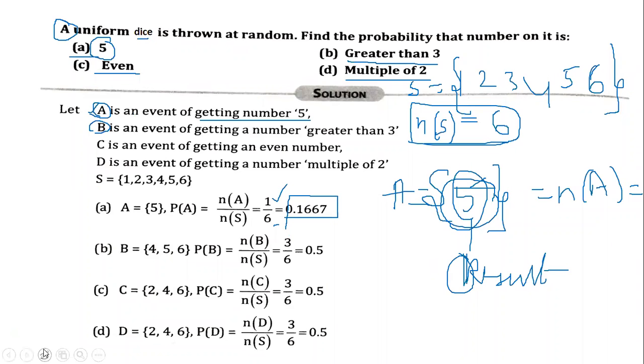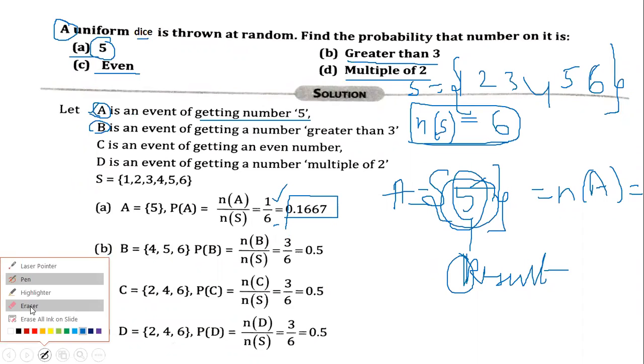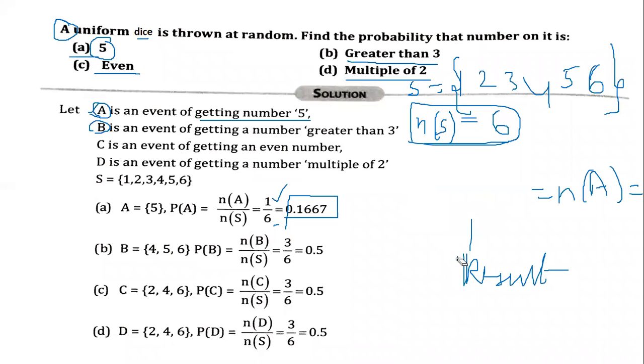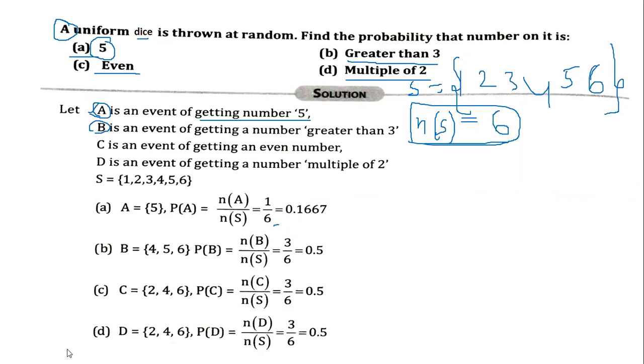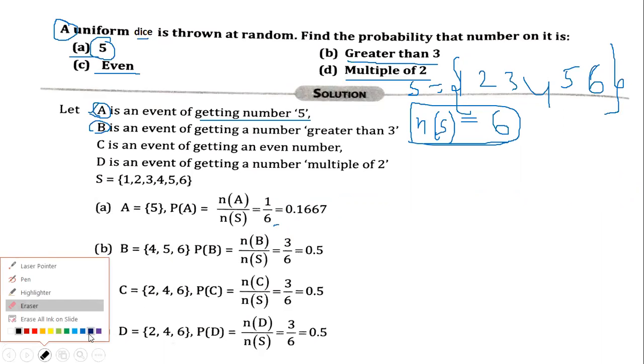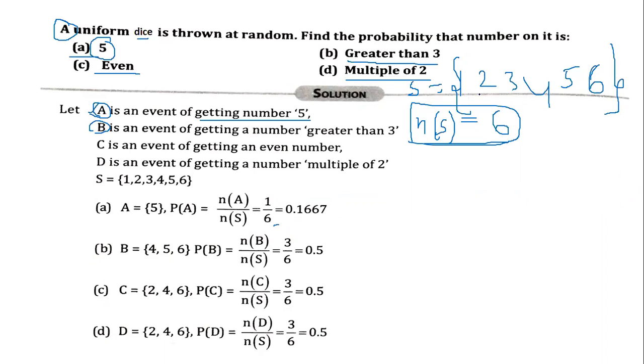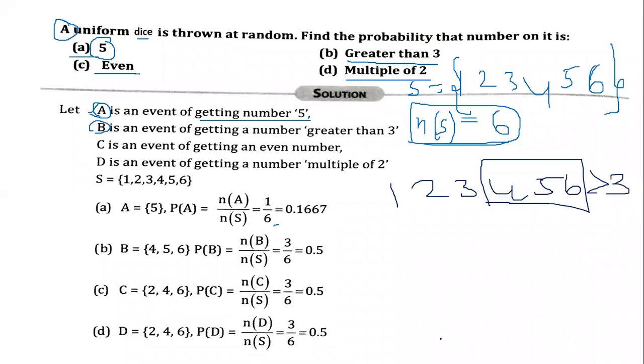Now, moving on to the next sub question. The next sub question is talking about the numbers greater than 3. Now, which are the numbers greater than 3? We will analyze. So, out of the 6 possibilities that we have, that is 1, 2, 3, 4, 5, 6, this 4, 5, 6 are the numbers which are greater than 3. Correct? So the event B is the event of getting the number greater than 3.